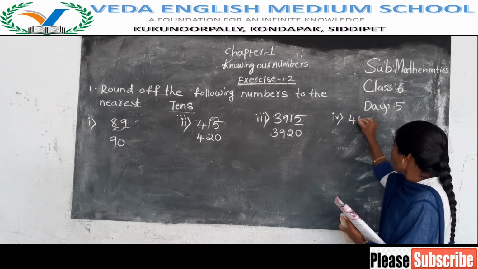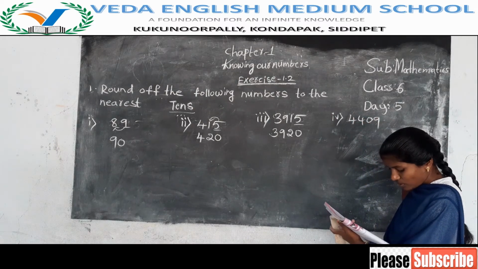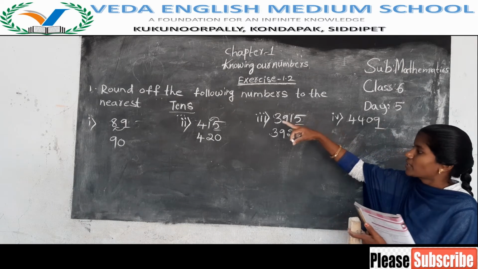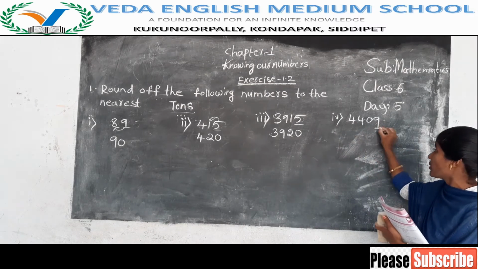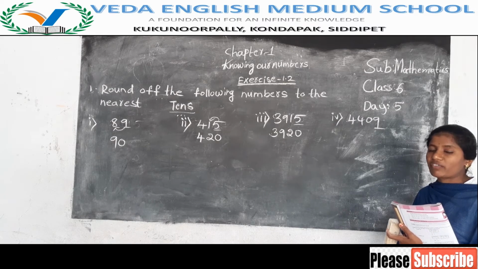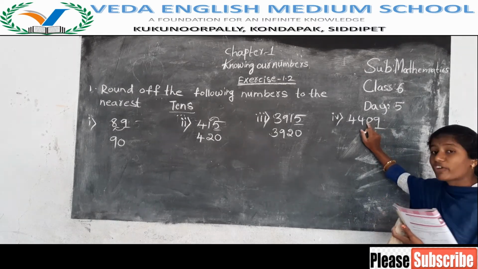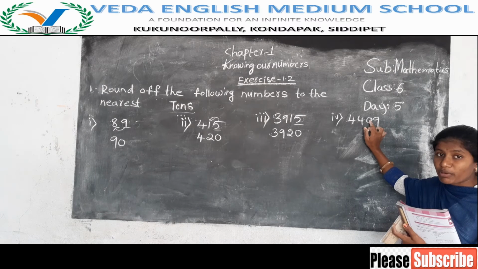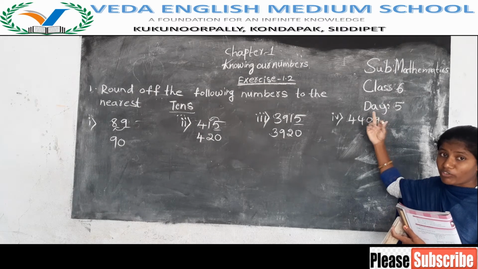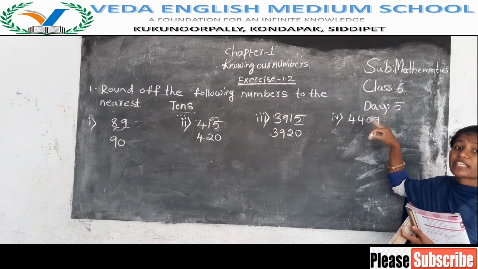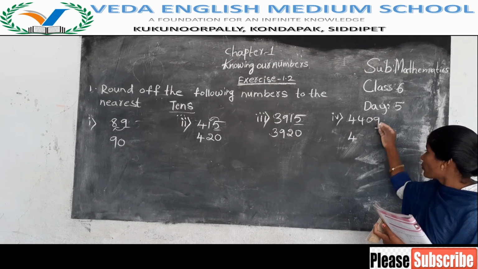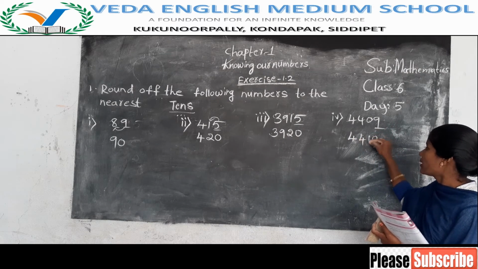Next, 4409. They are asking to find nearest to tens. That means we have to check the ones place number. What is the ones place here? 9. Is 9 above 5 or below 5? Very good, above 5. If the number is above 5, then what you have to do? You have to increase the next number by 1. What is the next number here? 0. If you increase 0 by 1, that means increase means plus 1. If you add 0 to the 1, then what is the answer? 1. So 4409 is nearest to 4410.